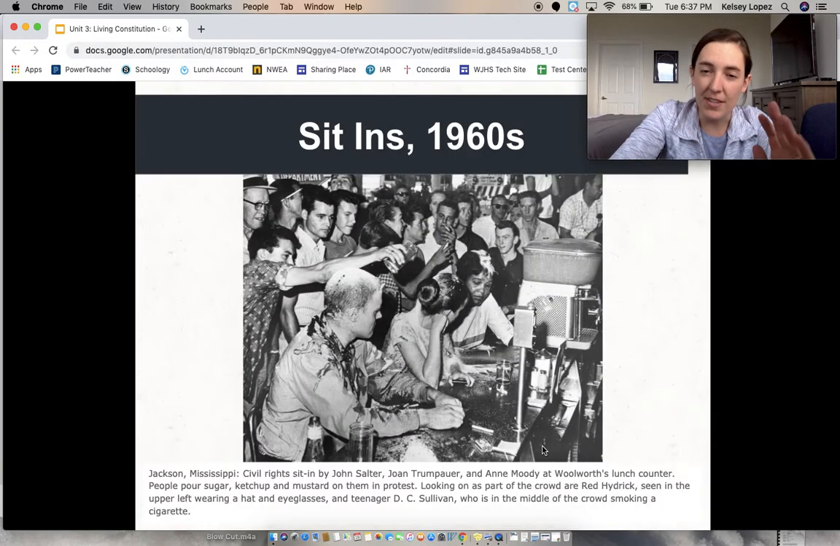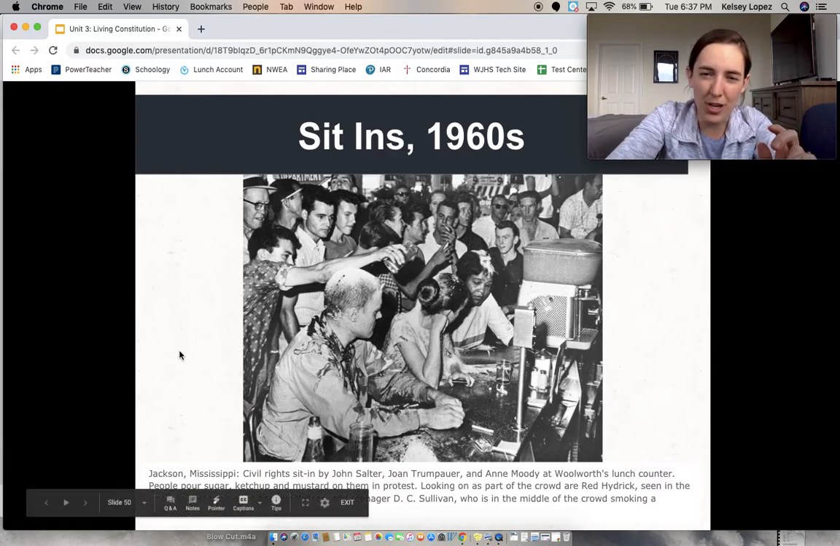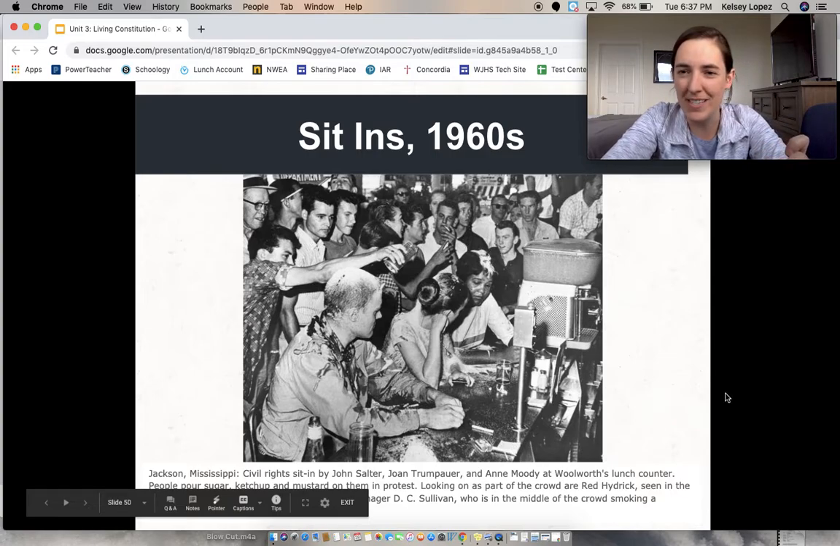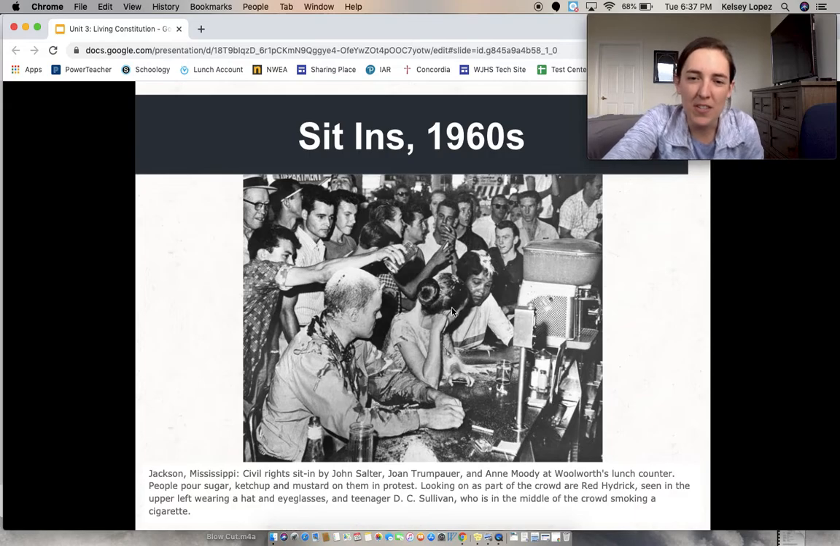Another example are the sit-ins that happened during the 1960s during the Civil Rights Movement. This was also mentioned in the article. I wanted to show you guys this picture. This was in Jackson, Mississippi. These are civil rights activists organized by a group called SNCC. That group helped to organize both white and African American students who participated in these nonviolent acts called sit-ins. Maybe you've heard of these before.